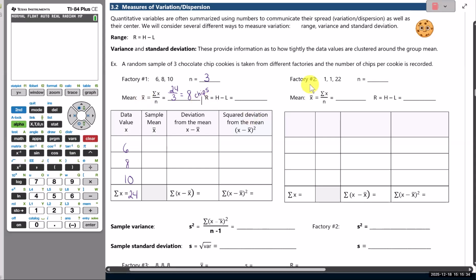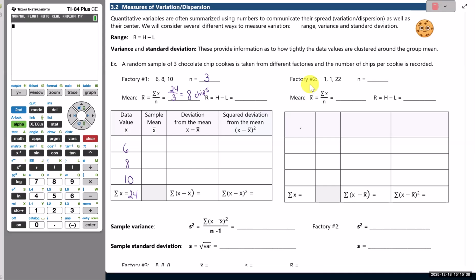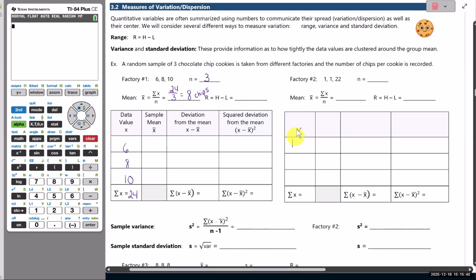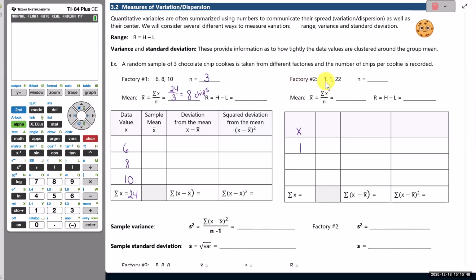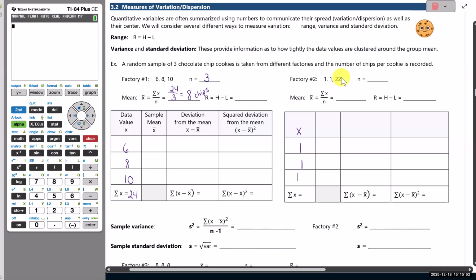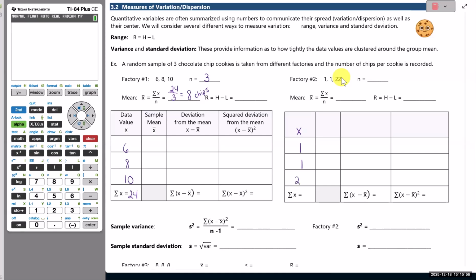All right, I'll get to range in a second, but let me come over here to factory number 2. So for factory number 2, let's keep track of X, the data. So this seems like a pretty weird factory because they're making chocolate chip cookies, but their first cookie has 1 chocolate chip, and the second cookie only has 1 chocolate chip. And then this third cookie has 22 chocolate chips. So this factory is all over the place in terms of their production of a consistent cookie product.